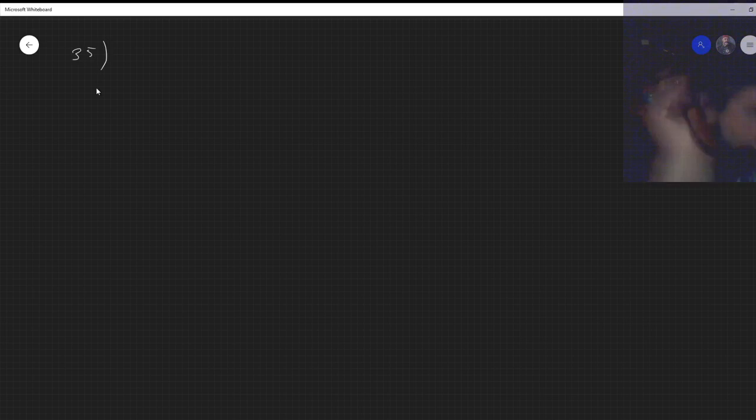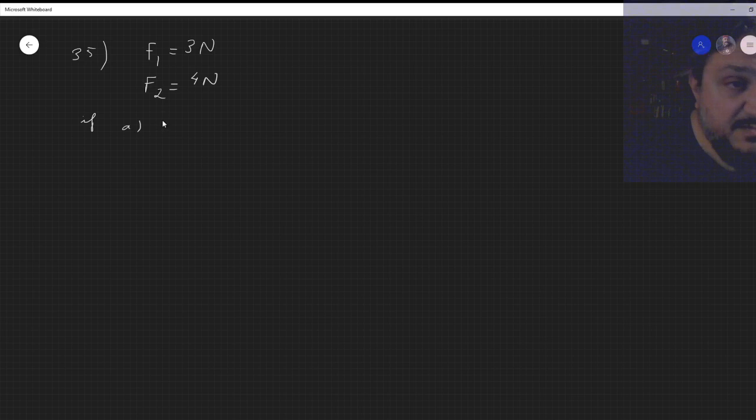What does it say? Two forces of magnitudes 3 newtons and 4 newtons act on an object. Two forces, F1, magnitude 3 newtons, and the second force has a magnitude of 4 newtons, act on an object. How are the directions of the two forces related if A, the net force has a magnitude 7 newtons. The net force.